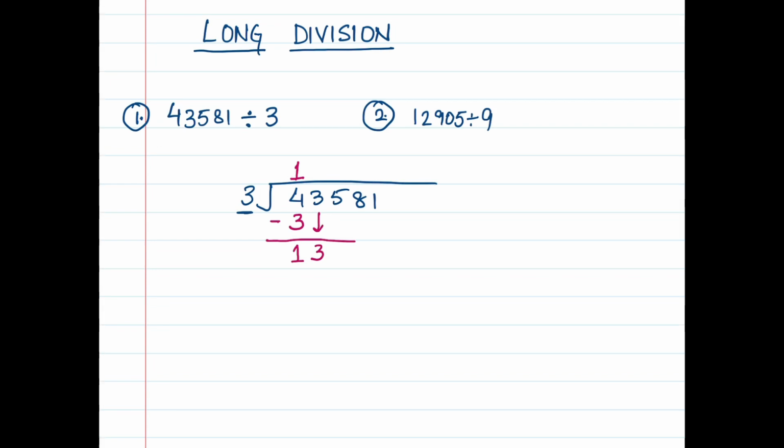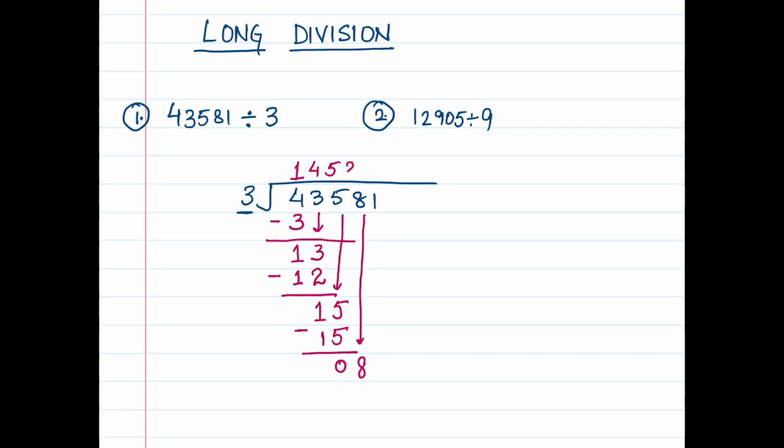Now you do the same thing again. 3 times what number gives us less than 13 and also the closest to 13? So 3 times 4 is 12, right? So it is smaller than 13 and also closest to 13. So again we will subtract and we end up with 1 again. Now we bring down 5. 3 times 5 is 15. So that went exactly. We subtract again, gives us 0. Then we bring down 8.